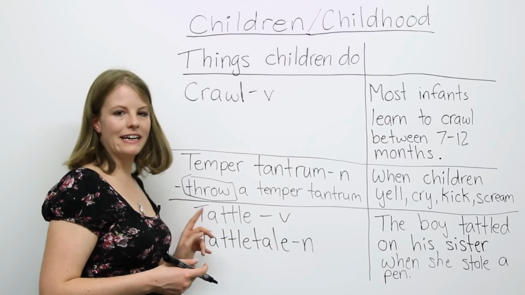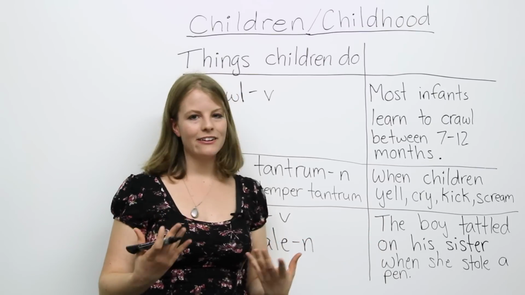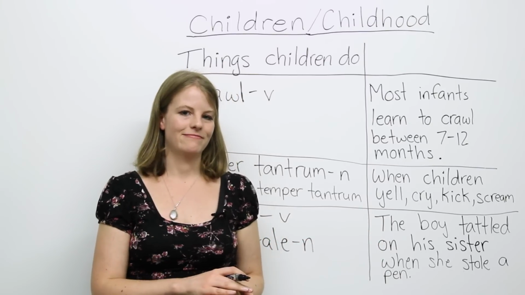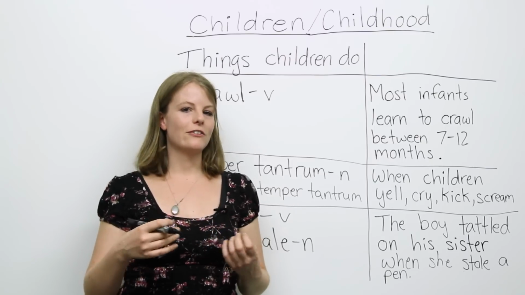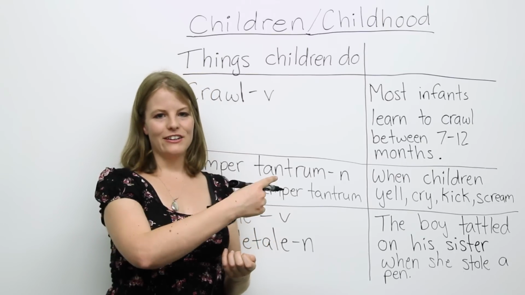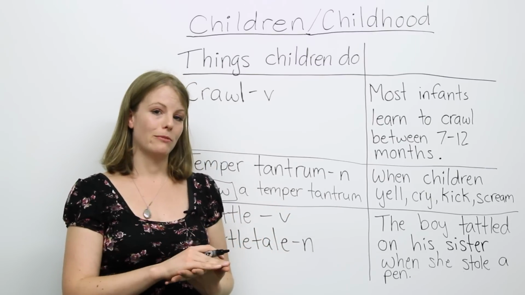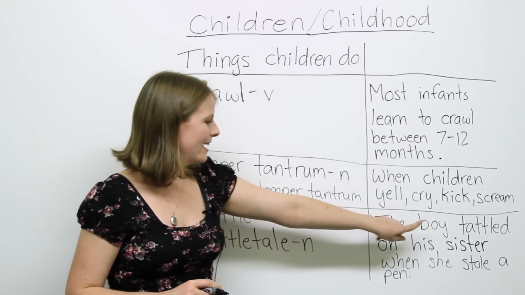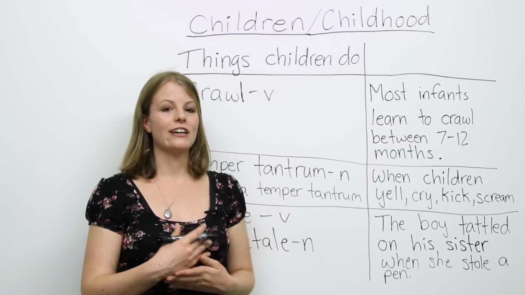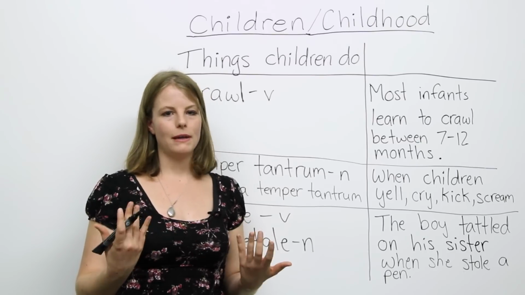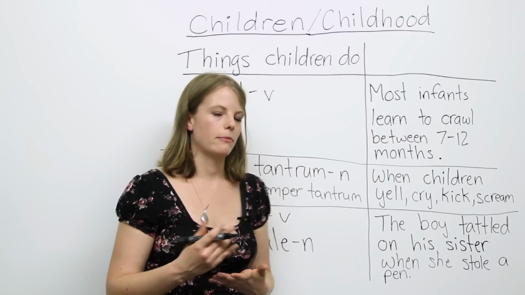Okay. Our next verb is tattle. So tattle is the verb, and tattle means when you tell on someone. So somebody does something bad, and instead of keeping it to yourself, maybe a child runs up to his mom and says, Mommy, my brother did this. So that's an example when you try to get someone in trouble. So for example, the boy tattled on his sister when she stole a pen. So the boy tried to get his sister in trouble. He told maybe their mom. So it's when you tell someone something to get someone in trouble.